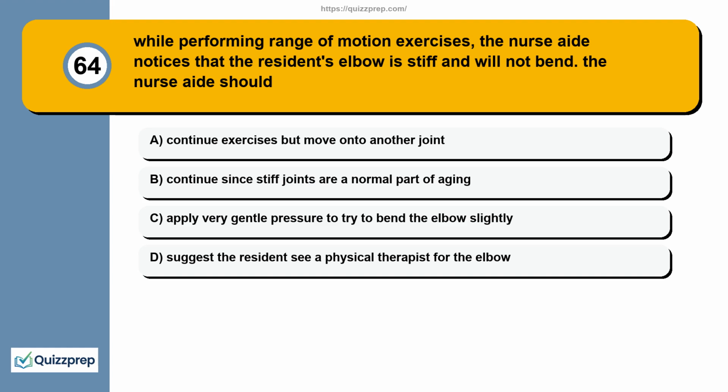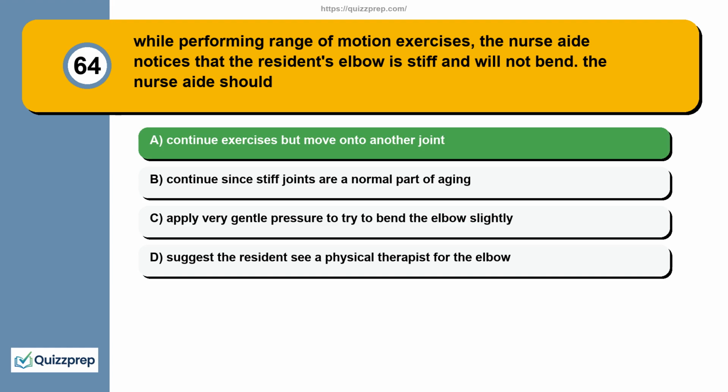Question 64. While performing range of motion exercises, the nurse aide notices that the resident's elbow is stiff and will not bend. The nurse aide should: option A, continue exercises but move on to another joint. Option B, continue since stiff joints are a normal part of aging. Option C, apply very gentle pressure to try to bend the elbow slightly. Option D, suggest the resident see a physical therapist for the elbow. The correct answer is option A, continue exercises but move on to another joint.